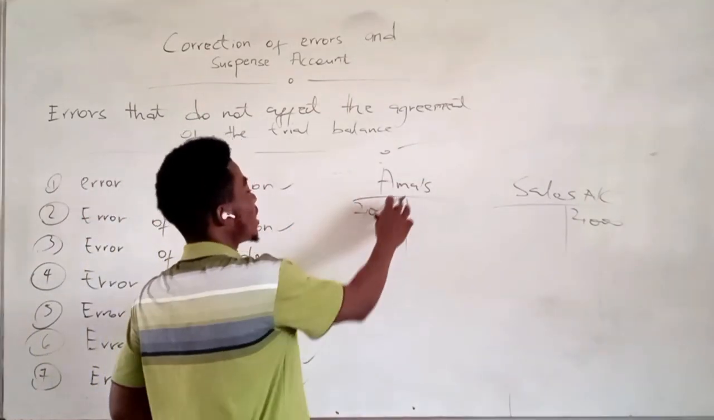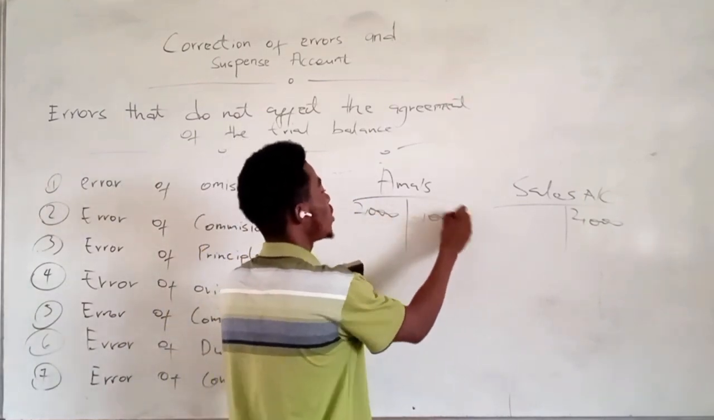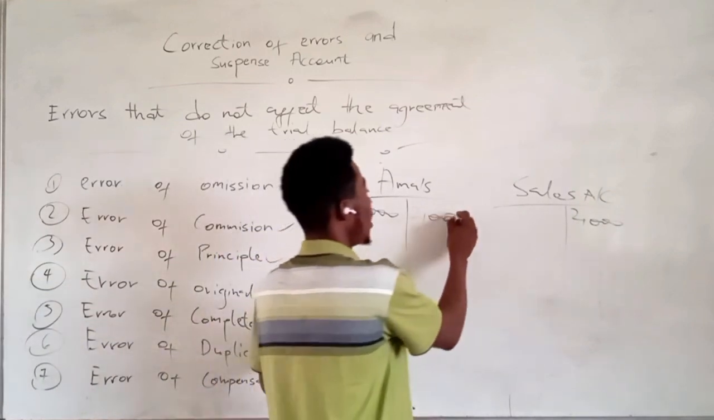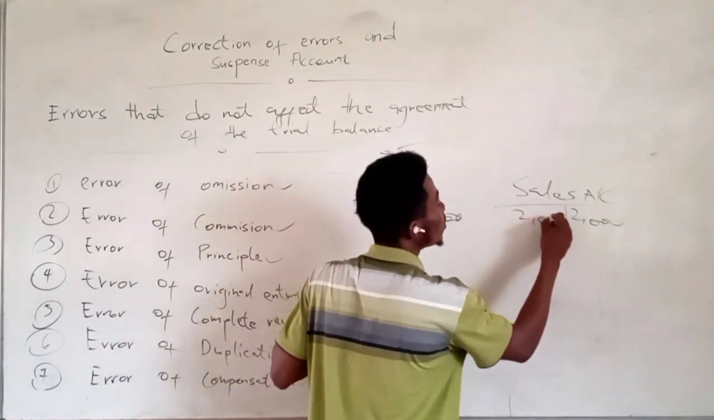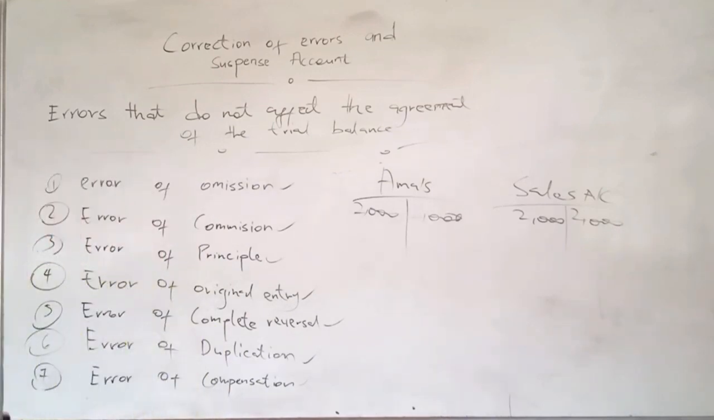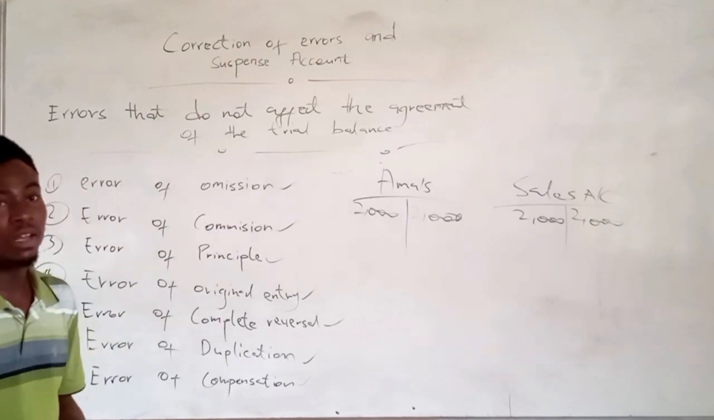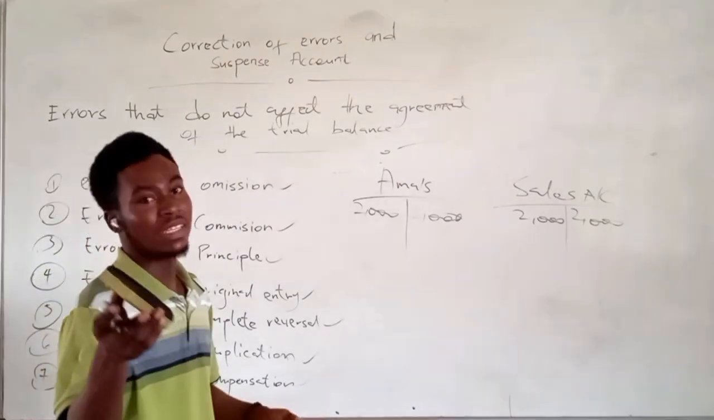So let's say Amex account was overcasted by 2,000. Just record 2,000 here to cancel out the overcast. And again, you record 2,000 here to cancel out the overcast. We are done with the correction of errors for the errors that do not affect the agreement of the trial balance. So let's go to the errors that affect the agreement of the trial balance.